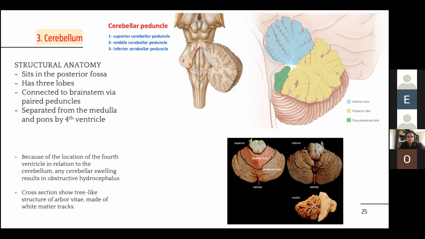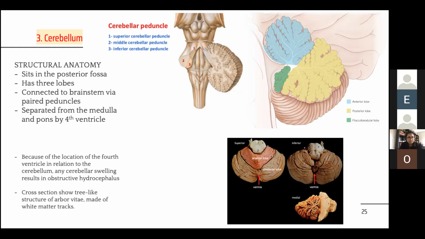And because of the way that the fourth ventricle and the cerebellum sit, you can imagine that any swelling of the cerebellum results in this fourth ventricle being squashed and obstructed. And so you end up getting hydrocephalus, so buildup of CSF within the brain, which can cause a lot of damage.